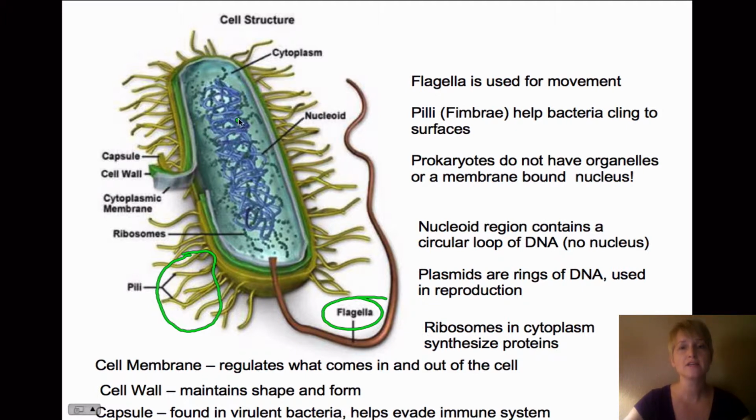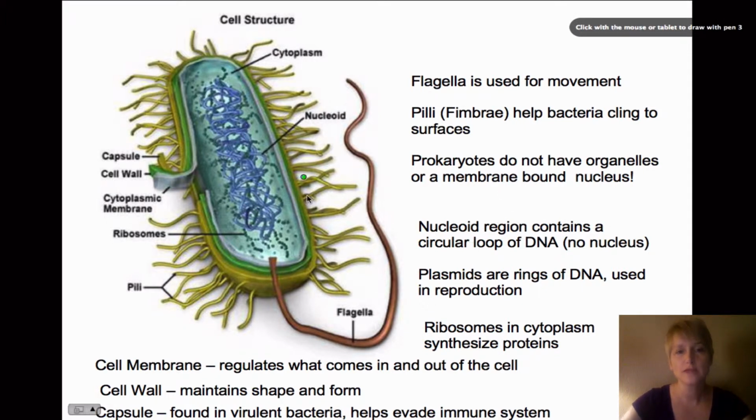They don't have those things. What they do have is a nucleoid region, and it's just a circular loop of DNA. So this right here, all this squiggly stuff in here, that's just DNA. There's no nucleus, it's just in there, okay? And then there's also plasmids, and those are rings of DNA that are used in reproduction. So this picture doesn't really show any plasmids in here. And then it does have ribosomes. So you see these little dots right there? Those are ribosomes, and they do the same thing as what eukaryote cells do.